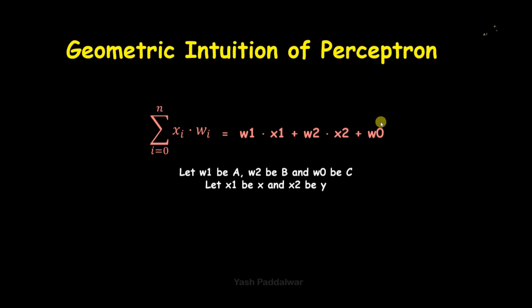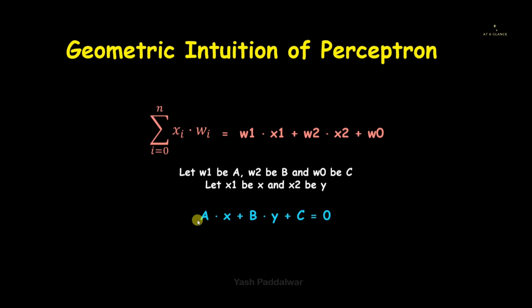Now once we got this expression, let's replace w1 weight with a, w2 weight with b and w0 weight with c, and also we will replace x1 variable with x and x2 variable with y. Here we are just changing the representations. Once you replace all the terms, you can see the expression boils down to ax plus by plus c. Now just try to strain your brain and try to recall where you have seen this expression.